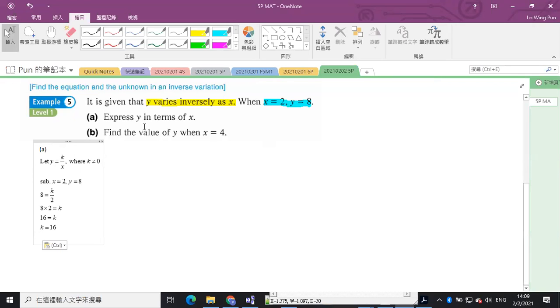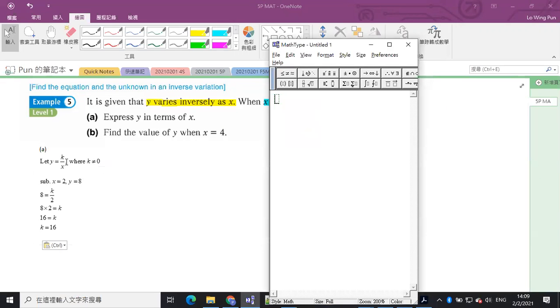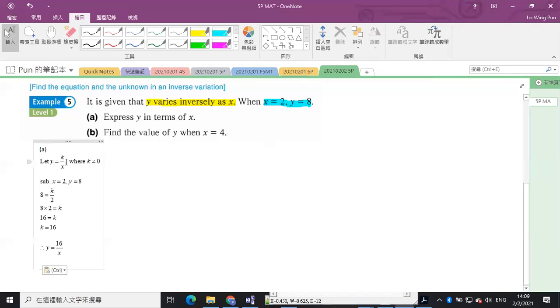After finding the value of the unknown k, because the question asks you to express y in terms of x, you just write down the complete information of your equation. Therefore, y is equal to 16 over x, and that is the answer of part A.